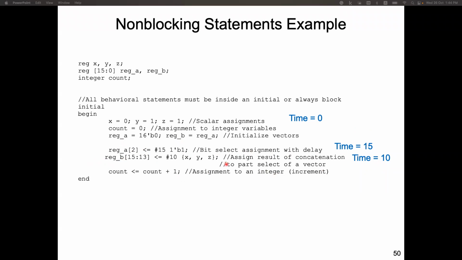And here the last line, the counter is updated by 1. This is executed at time equal to 0, without any delay, although it is scheduled last.